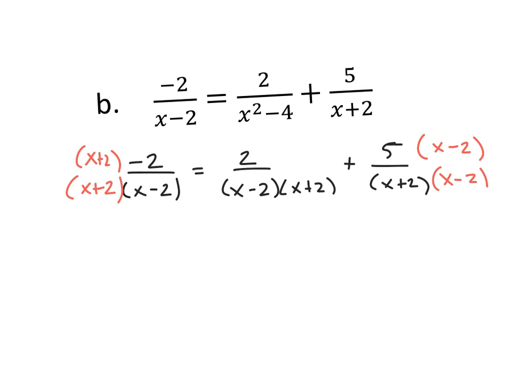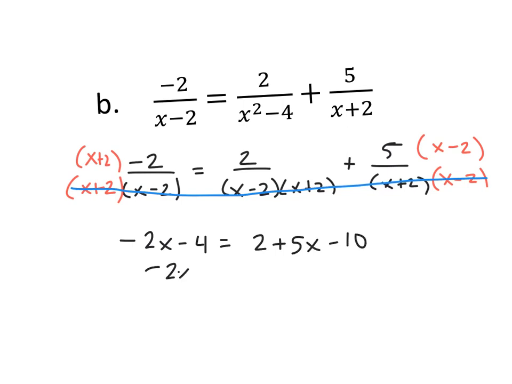So since my denominator is all the same, I really don't even need to pay attention to this anymore. So my expression's on the top, because remember when there's an equal sign and you have all the same denominators, you can assume that the numerators are equal as well. So it's negative 2x minus 4 equals 2 plus 5x minus 10. So negative 2x minus 4 equals 5x minus 8. So I'll add 8, which would be 4 equals 7x. So x equals 4/7.